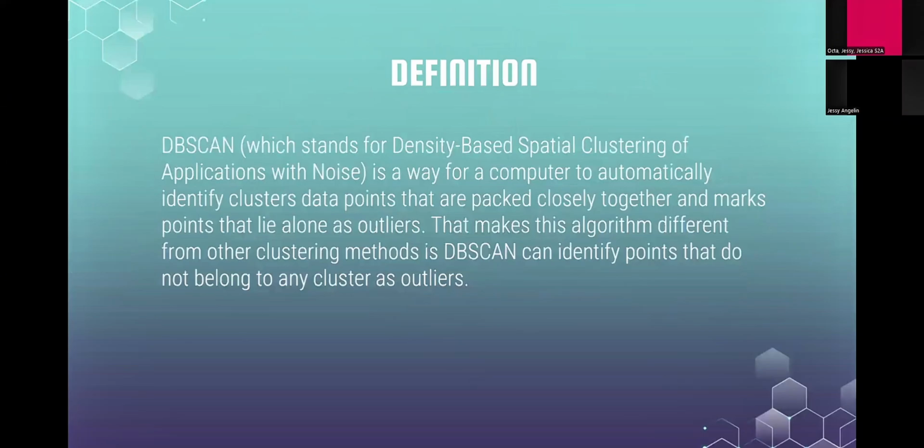First, this is the definition of dbScan, which stands for Density-Based Spatial Clustering of Applications with Noise. It's a way for a computer to automatically identify clusters of data points that are packed closely together and mark points that lie alone as outliers. What makes this algorithm different from other clustering methods is that dbScan can identify points that do not belong to any cluster as outliers, unlike k-means and hierarchical clustering, which force all data points into a cluster even if they don't really fit.